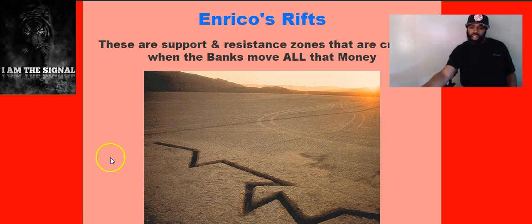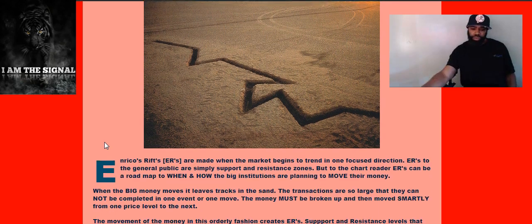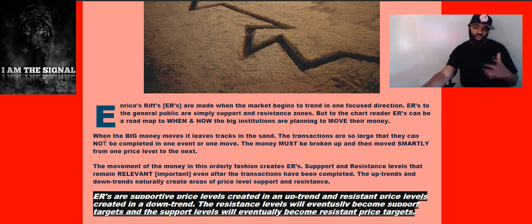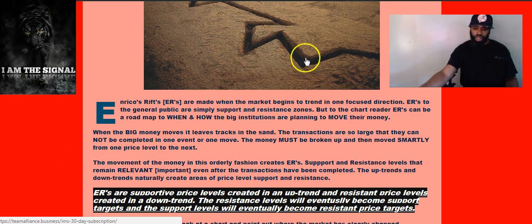Enrico's riffs: support and resistance zones that are created when the banks move all that money. All right? Enrico's riffs are made when the market begins to trend in one focused direction. So the market has to be either going up or going down. A simple way to understand if the market is going up or down on your screen is if it is going diagonally across your screen, as my cursor is going diagonally across like that, it's going up. If it's going diagonally across from top to bottom, it's going down.